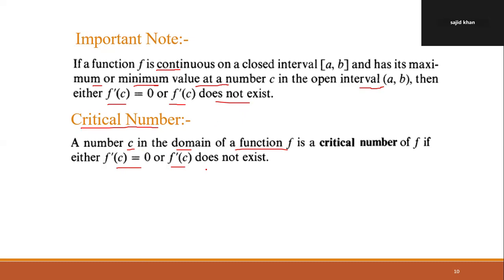So how do we calculate critical numbers? It is very simple. Just take the derivative of the given function and equate it to 0. Then you can clearly identify the values where the derivative is equal to 0 or undefined.